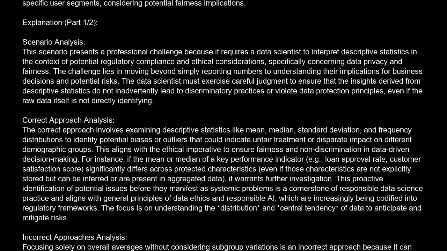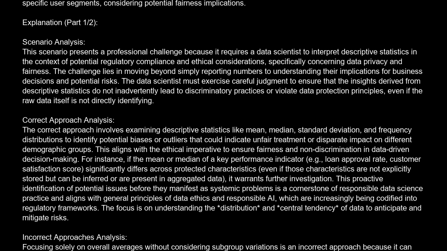Correct approach analysis. The correct approach involves examining descriptive statistics like mean, median, standard deviation, and frequency distributions to identify potential biases or outliers that could indicate unfair treatment or disparate impact on different demographic groups. This aligns with the ethical imperative to ensure fairness and non-discrimination in data-driven decision-making. For instance, if the mean or median of a key performance indicator, e.g., loan approval rate, customer satisfaction score, significantly differs across protected characteristics, even if those characteristics are not explicitly stored but can be inferred or are present in aggregated data, it warrants further investigation.